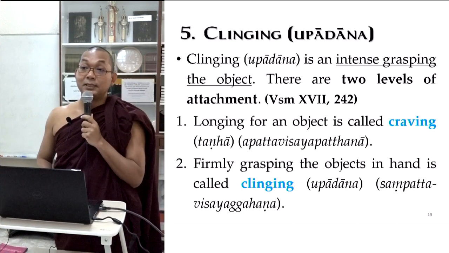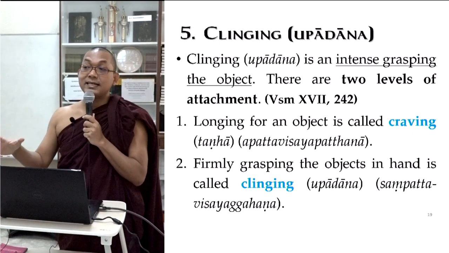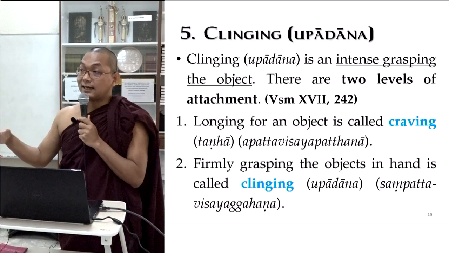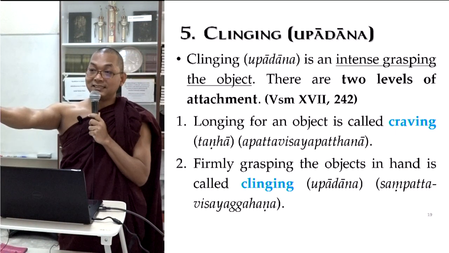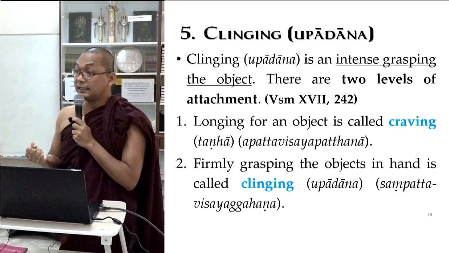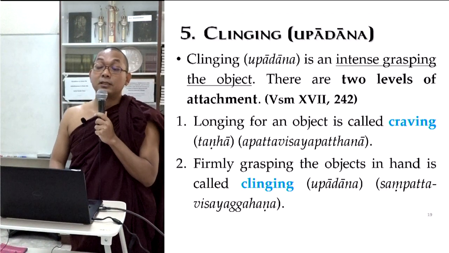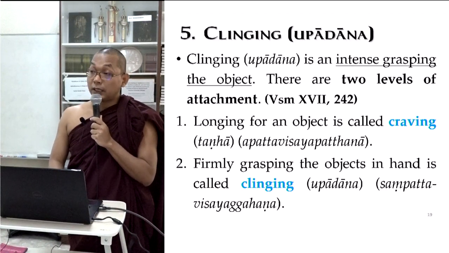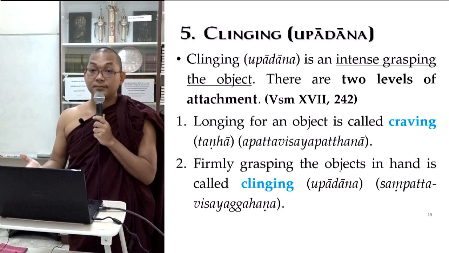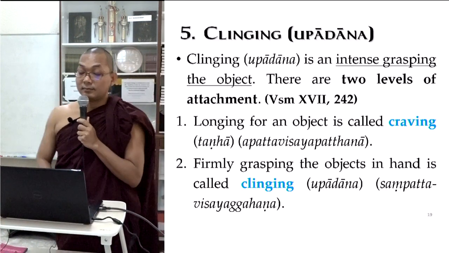So Visuddhimagga gives a very beautiful example. It is dark, night time, totally dark. Then you take something, the object, that is grasping. You couldn't let go. You're trying to take it. That's clinging. So that means in dependent origination, dependent on craving, clinging arises, right? So actually the clinging is an intense grasping of the object. A different degree.